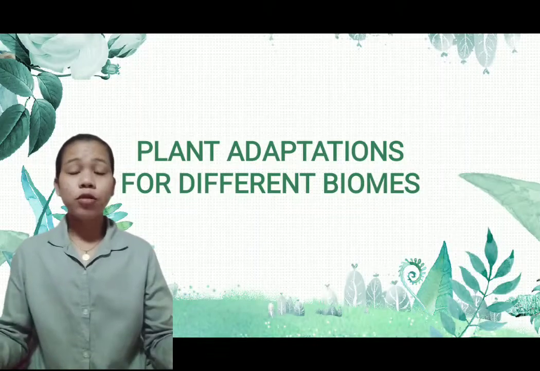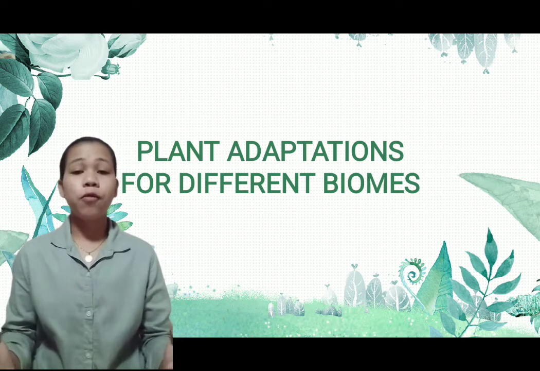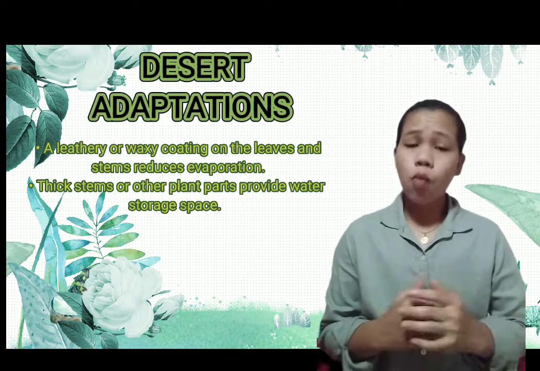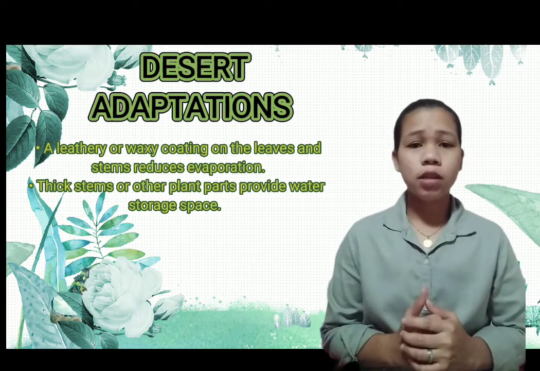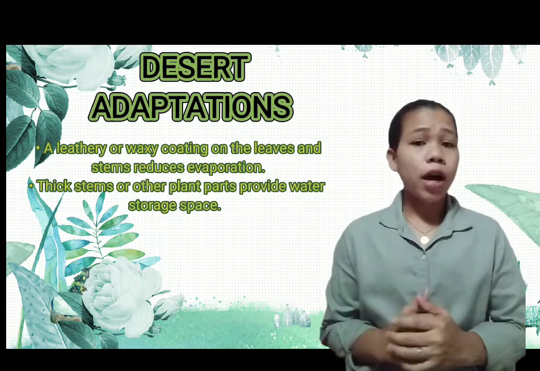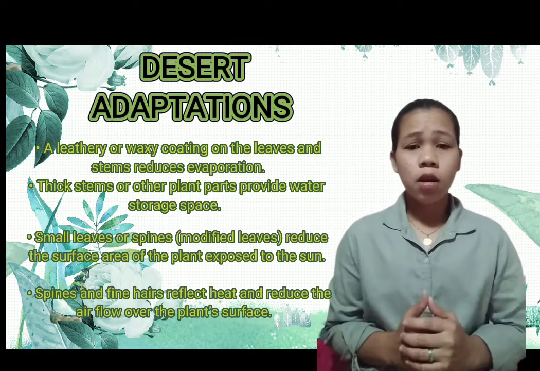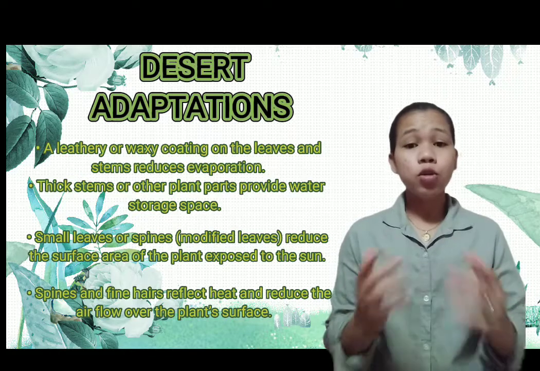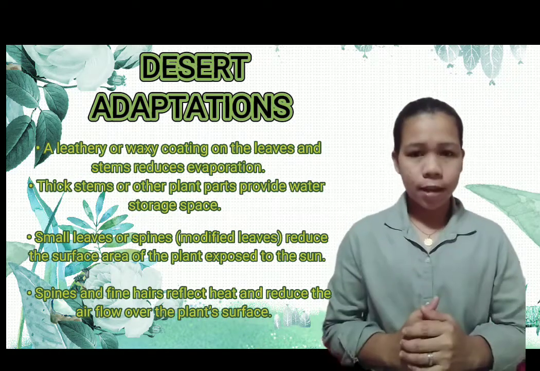So let's proceed to the last topic of this lesson, plants' adaptation for different biomes. First, desert adaptations. A leathery or waxy coating on the leaves and stems reduces evaporation. Thick stems or other plant parts provide water storage space. Small leaves, spines, or modified leaves reduce the surface area of the plant exposed to the sun.